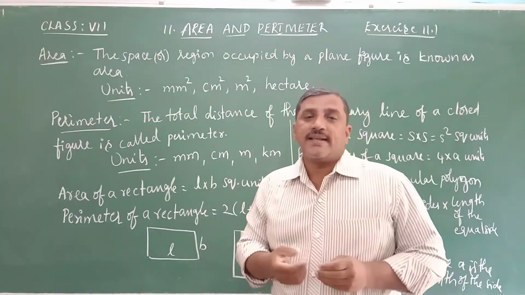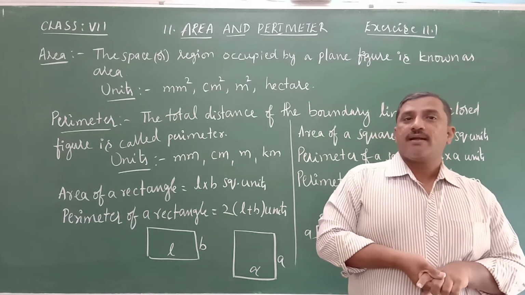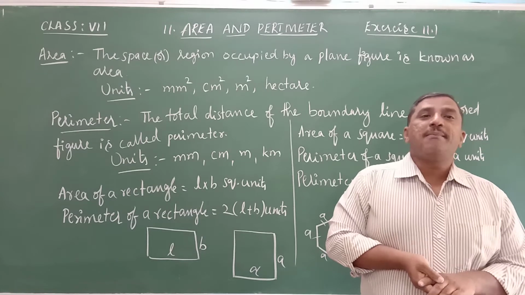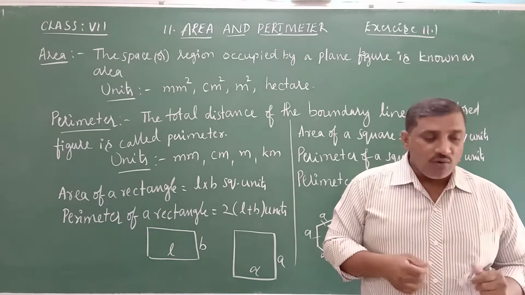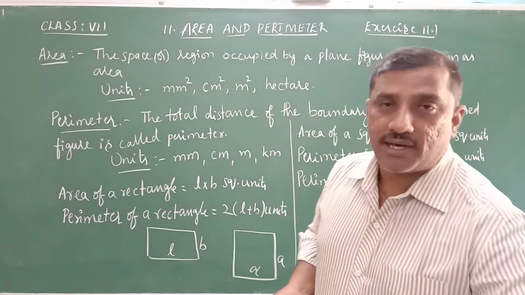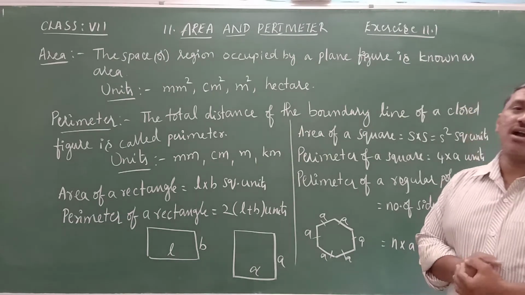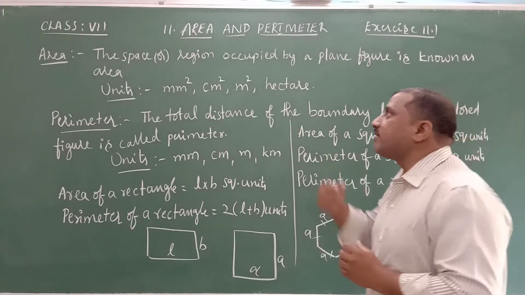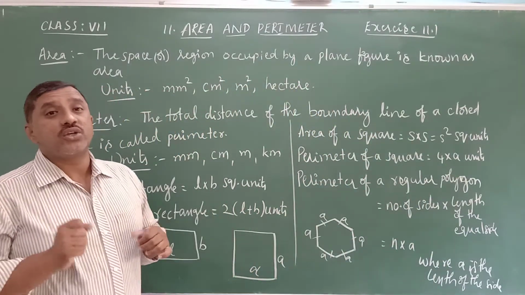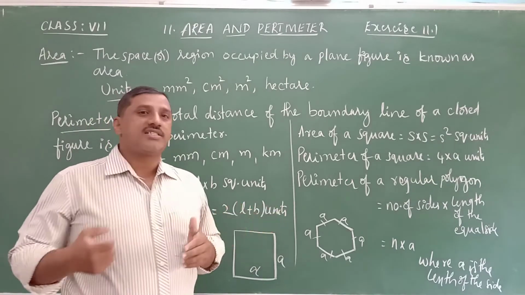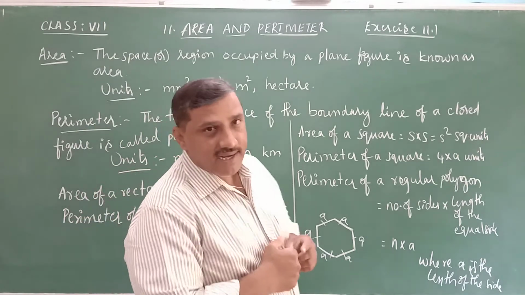What we discussed in the last class was comparing quantities. In that we studied simple interest. Now I am going to introduce a new chapter, the 11th chapter, area and perimeter. You are already familiar with this topic in class 6 under the name of mensuration. Even in the 5th standard, we studied area and perimeter of plane figures, especially square and rectangle.